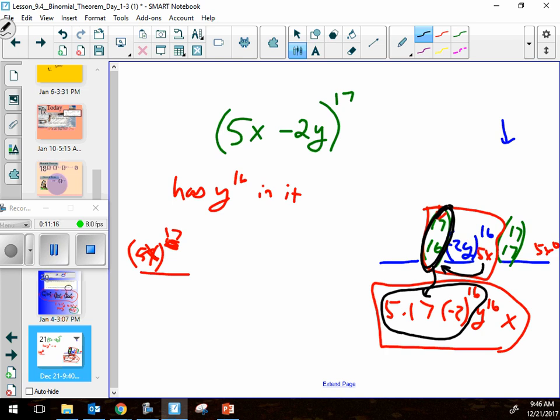And this negative 2 to the 16th is also buried in there. Makes it a very, very big number. Okay, and one last one from beginning to end. This is our last practice on binomial expansion.